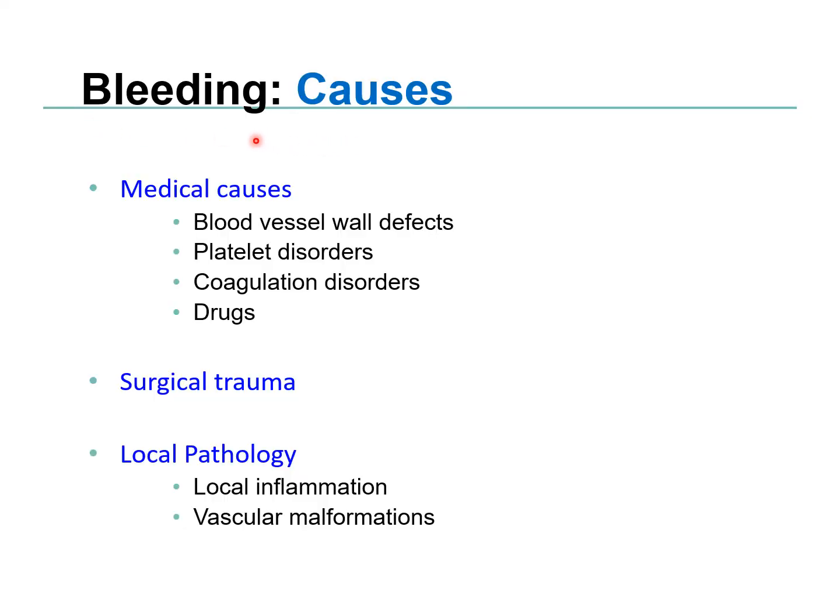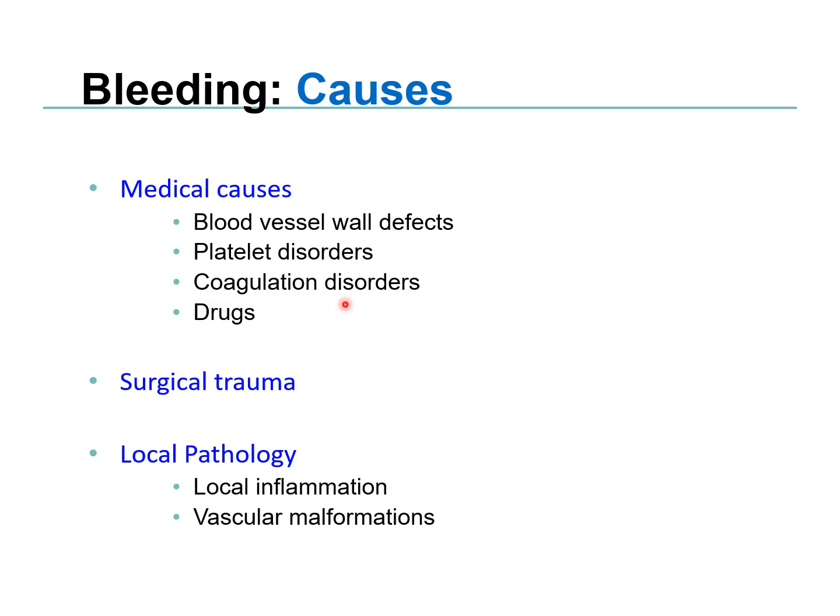Increased risk of bleeding, broadly speaking, can be associated with three main causes: medical conditions, surgical trauma, and local pathologies. Medical causes may be related to blood vessel wall defects such as disorders of collagen synthesis, such as Marfan syndrome and then Ehlers-Danlos syndrome. These are quite rare and you're unlikely to come across these in practice, so I'm not going to discuss them in detail. Platelet disorders are relatively more common and include both deficiency disorders as well as functional disorders of platelets.